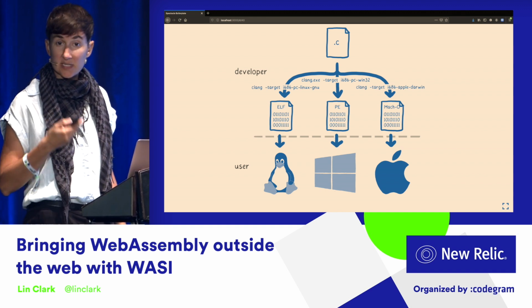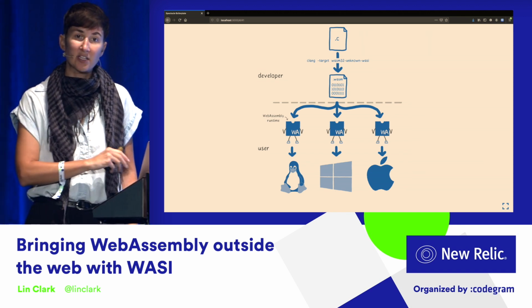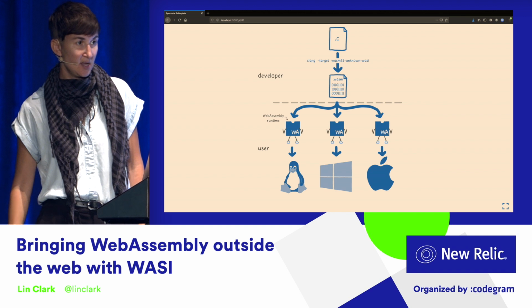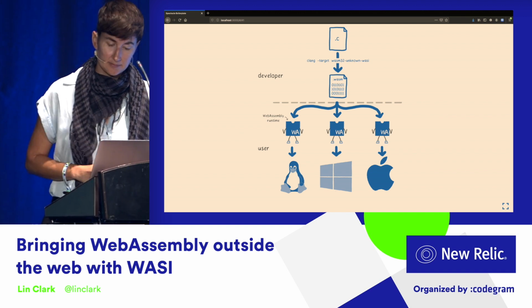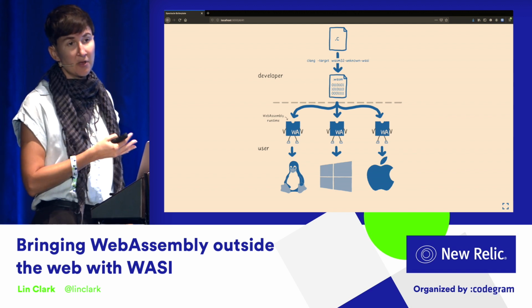But WebAssembly needs to go a step beyond this. We need to be able to compile once and run across a whole bunch of different machines. So we need portable binaries. This kind of portability makes it much easier to distribute code to users.